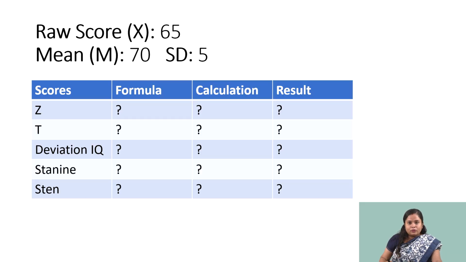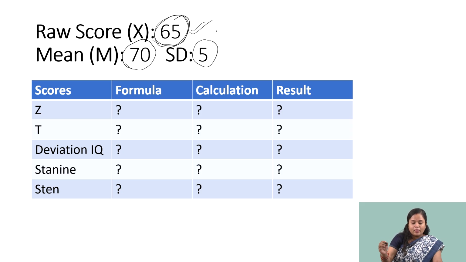So now a practice for you. Here I have given you a practice question. A student gets a raw score of 65 on an arithmetic test. The mean for that particular group on that normative sample is 70. The standard deviation is 5. Now you have to write the formula for each score. You have to calculate these scores on the basis of this raw score and you have to get the result for it.